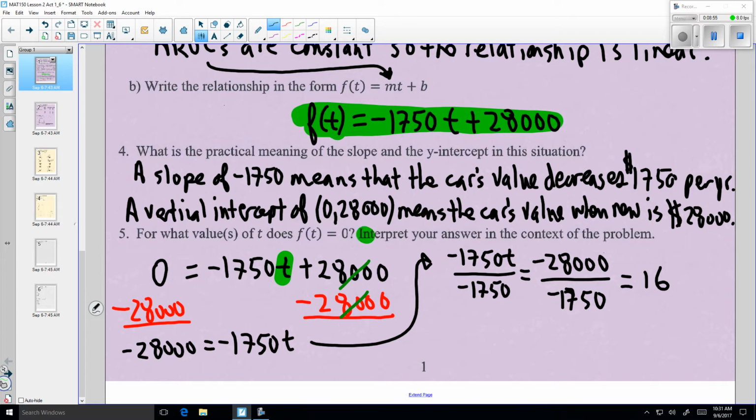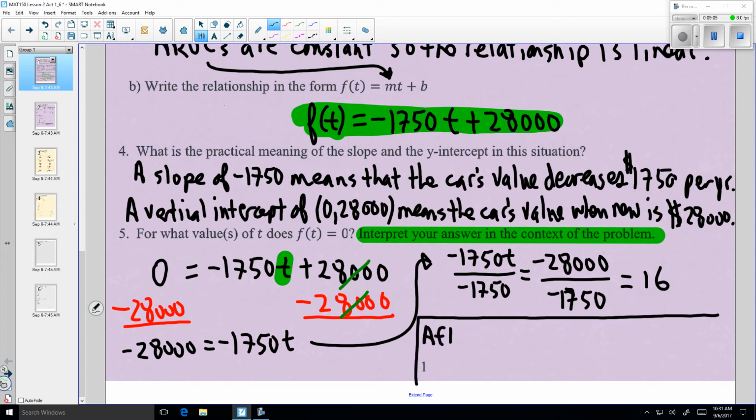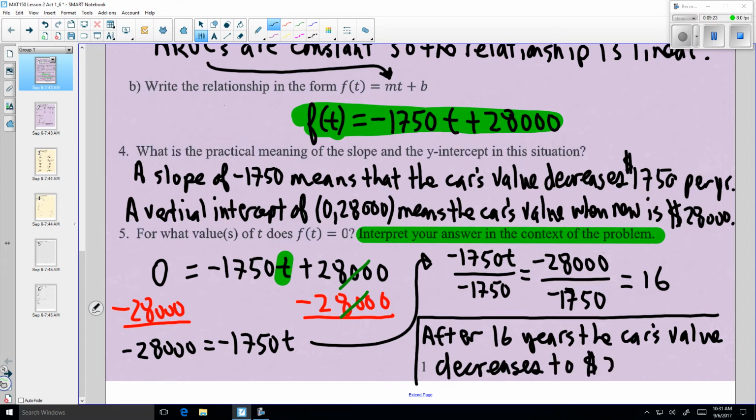So now we have to interpret your answer in the context of the problem. That's really an important aspect of this. So put it in a meaning sentence. So after 16 years, the car's value decreases to $0. So that's the average rate of change. And we'll be coming back to this when we talk about other types of function behaviors in a little bit.